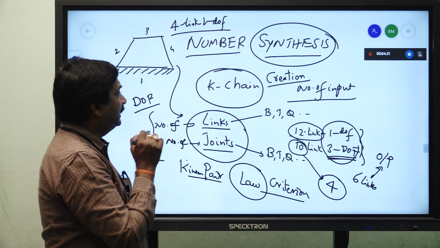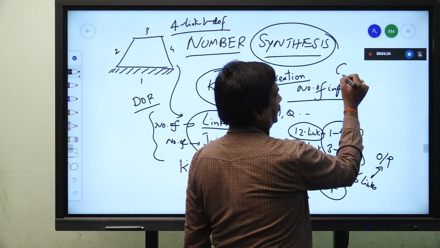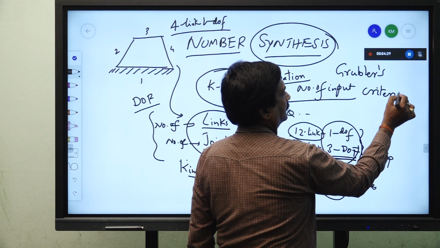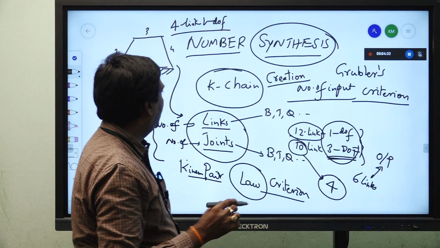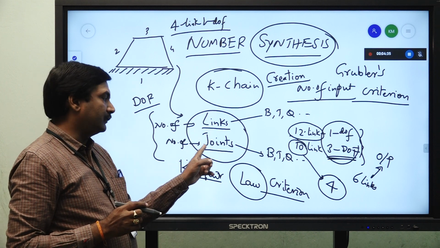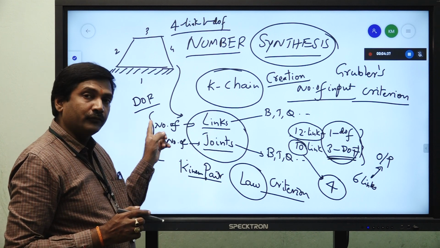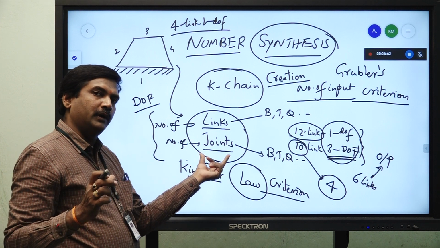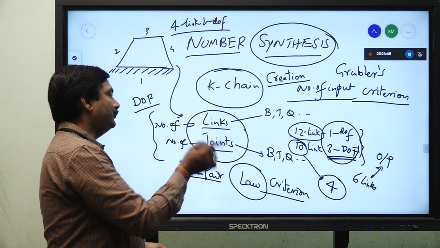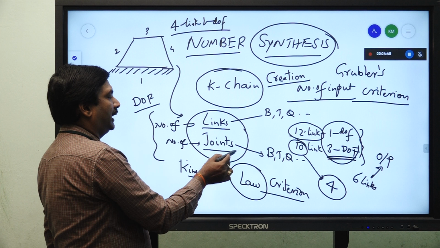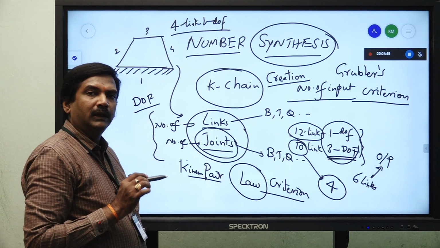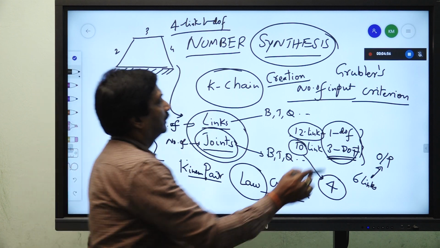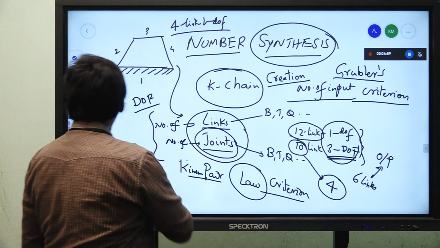In this, the famous criterion is the Grübler criterion. Based on the number of links, number of joints and the degree of freedom, these joints can be divided into number of lower pairs and number of higher pairs. If there are no higher pairs, we make the joints only those pairs which generate only 1 degree of freedom. So now we will discuss Grübler's criterion.